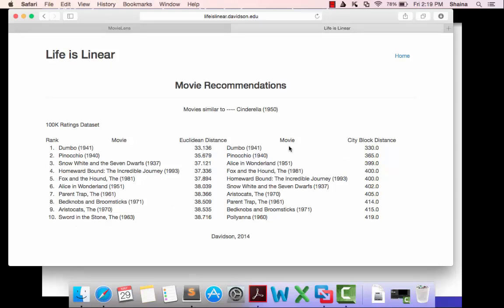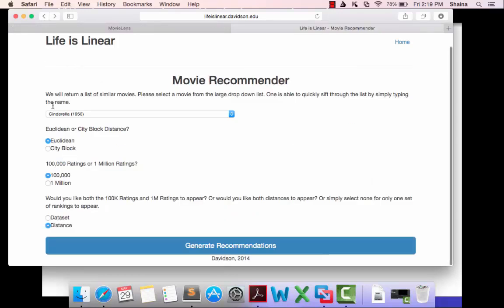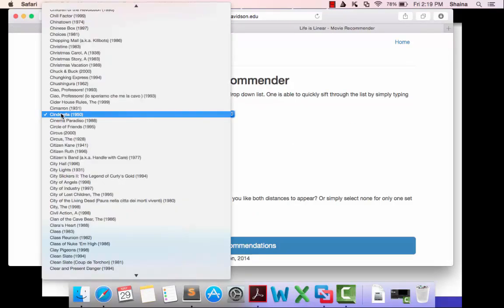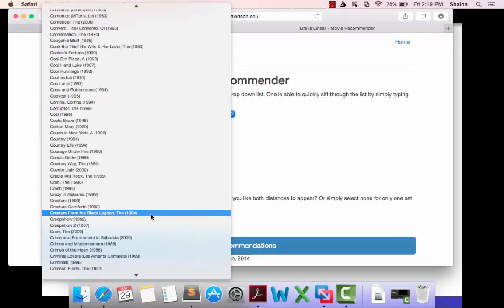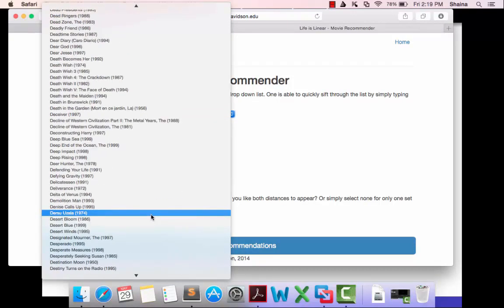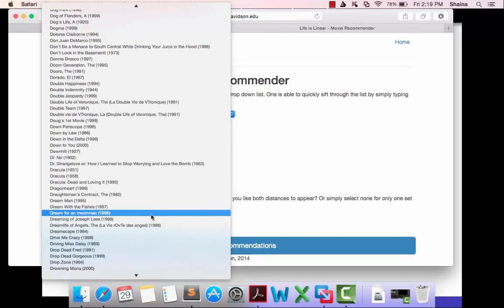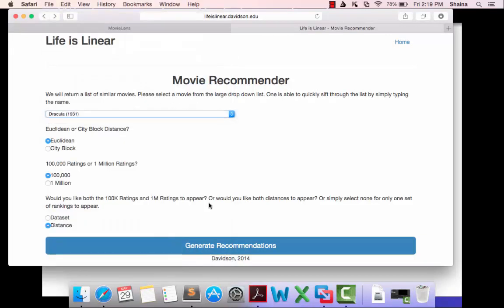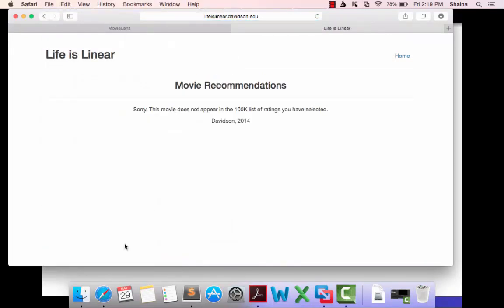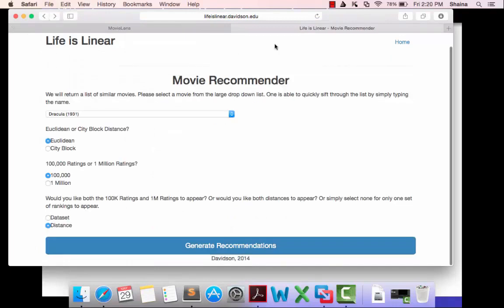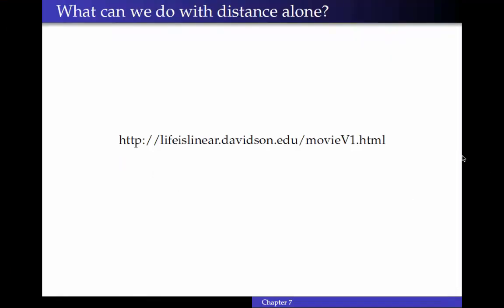It doesn't seem to really matter whether you use Euclidean distance or city block distance. You do get different movies, perhaps in a different order, but they both work pretty well. You could play around with this and try to find some movies where it doesn't work. I'm sure that there are some. I haven't looked around for one yet, but let's try Dracula. Oh. Okay.